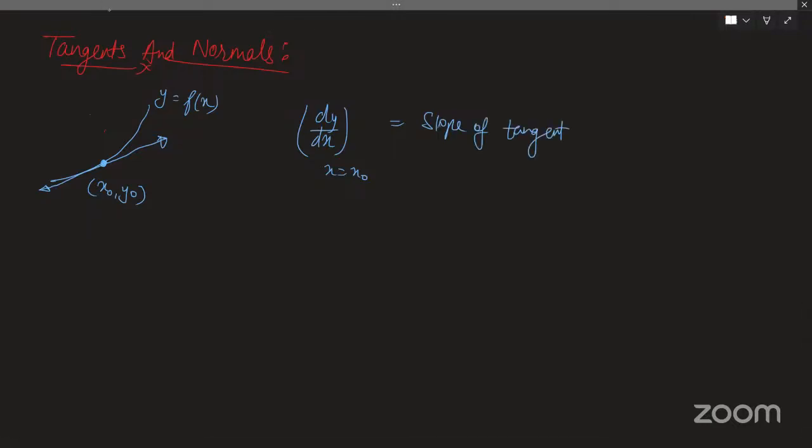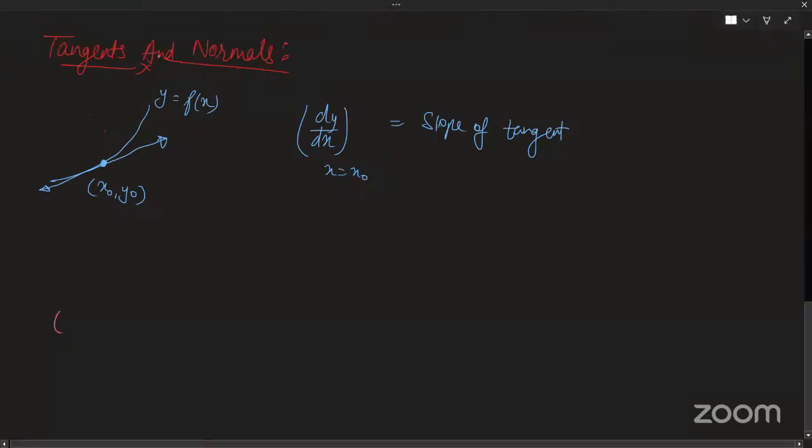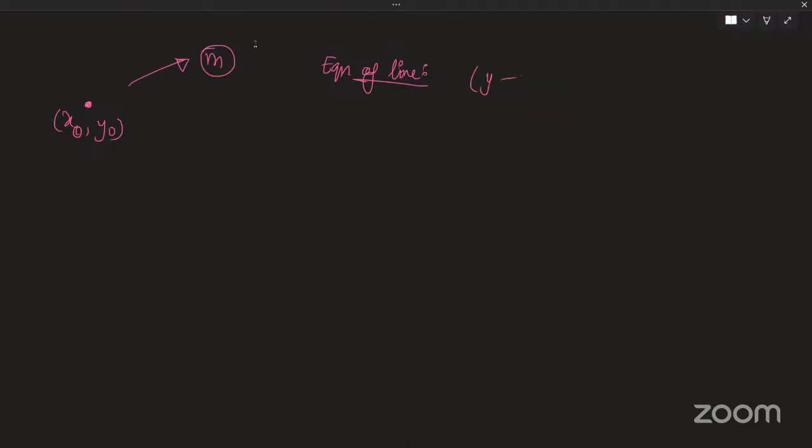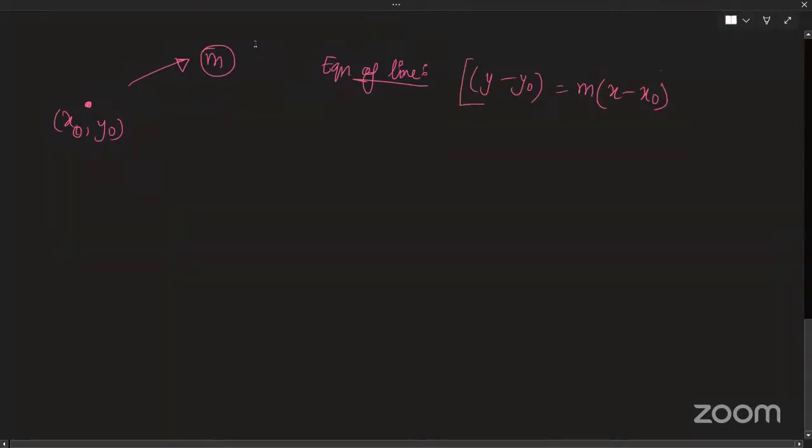So I already know the point. I know the point x naught comma y naught, and I know the slope of the line. I'll assume that slope to be some value m. So if I know a point and I know the slope of a line, can I find the equation of the line? Straight lines, have you done it? How can you write the equation of line? I know a point x naught comma y naught, and the slope of the line is m. So how can I write the equation of the line? It is y minus y naught is equal to m times x minus x naught. Correct? Got it, everyone?